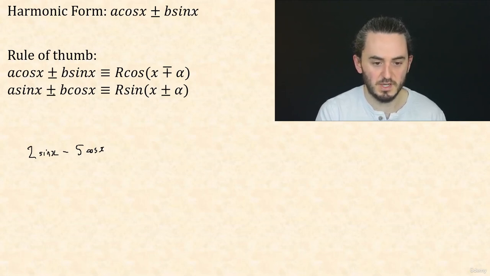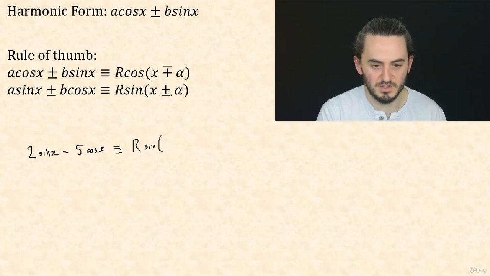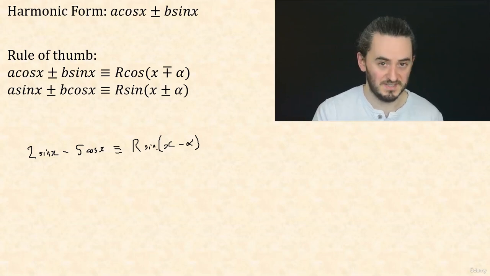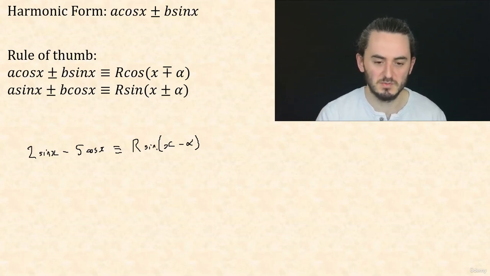It's a positive amount of sine x and then a negative amount of cos x. So the form I would go for there is r sine, and then the negative here matches with the negative here, x minus alpha. So that's the form I'd go for. In almost all cases, 95% of cases, they'll just tell you what form. There's just a few cases which we'll explore later on where you need to know. But this is our rule of thumb.